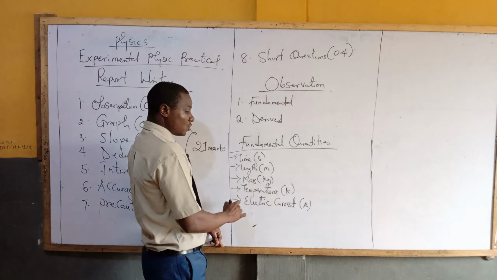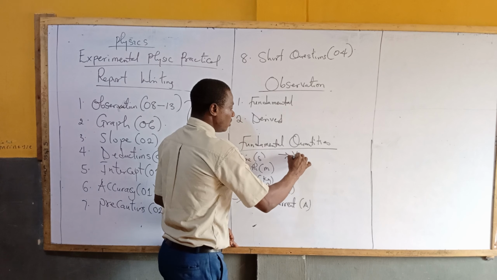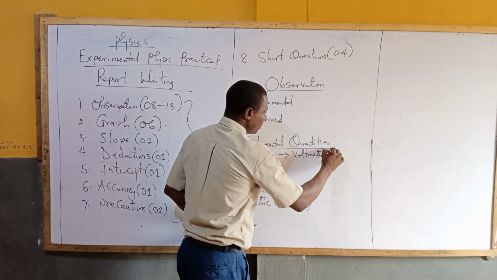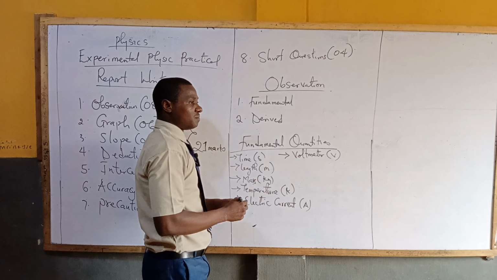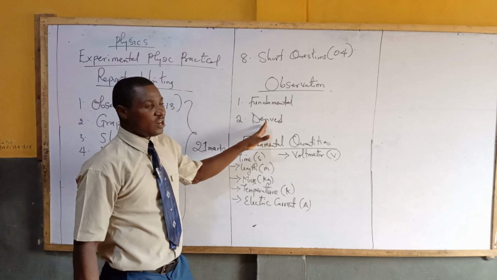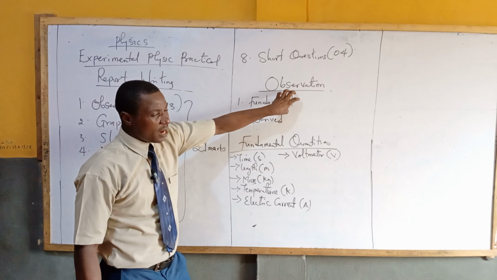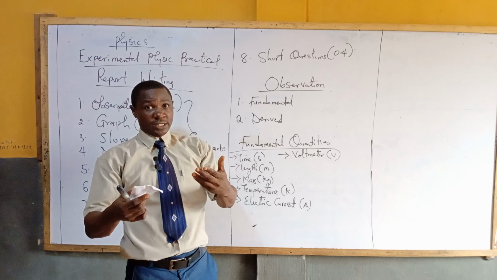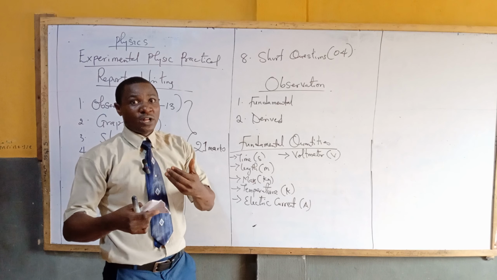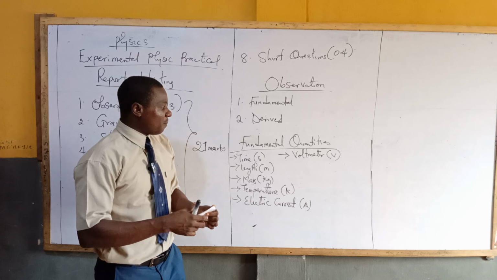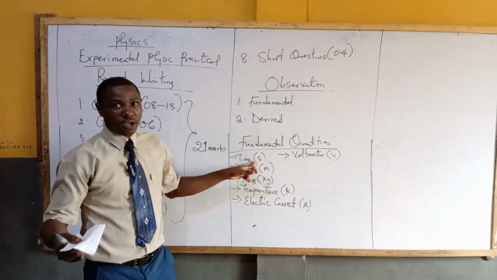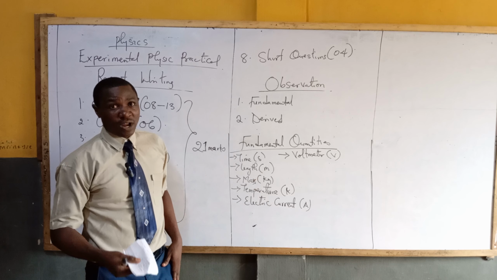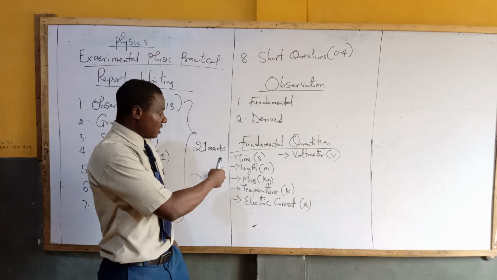Another aspect that is also considered vital is your voltmeter reading, and whatever you get is measured in volts. Basically, what we call fundamental observations are those readings that you get from whatever device you use. So, for example, if you measure time, you would have used a stop clock or a stopwatch. Or maybe you are measuring length in the lab, you would have used your meter rule to get the value.